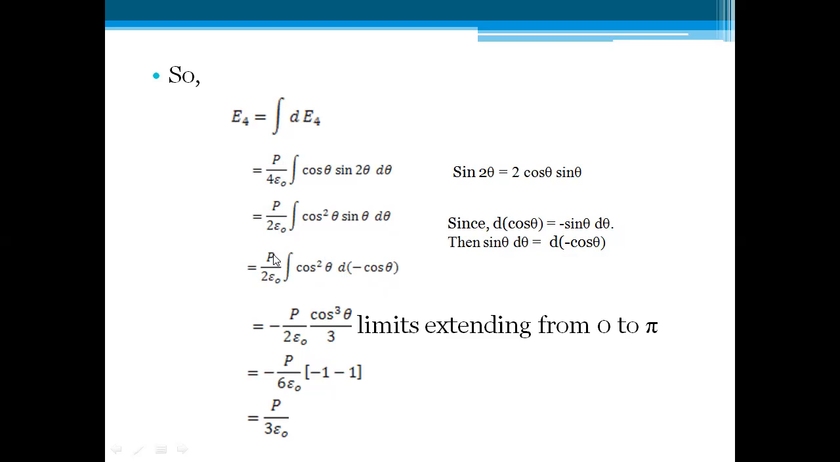So in place of sine theta d theta, we are replacing it with d of minus cos theta. So we are having integration x square dx. So x square dx integration is x cube by 3. In the same way, cos cube theta by 3. So limits are extending from 0 to pi. So this will become minus p by 6 epsilon naught, cos cube pi minus cos cube 0, that will give you minus 2. So minus of minus plus 2 will cancel 6 by 3. So p by 3 epsilon naught. This is the fourth field due to the charges on the cavity.